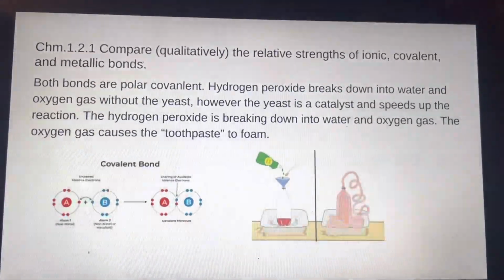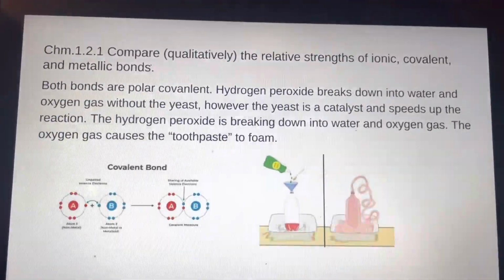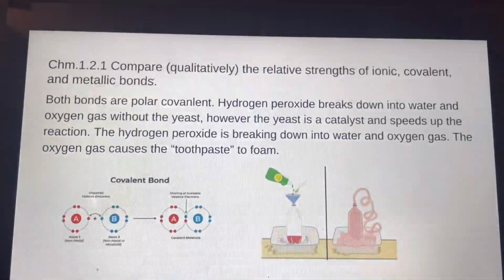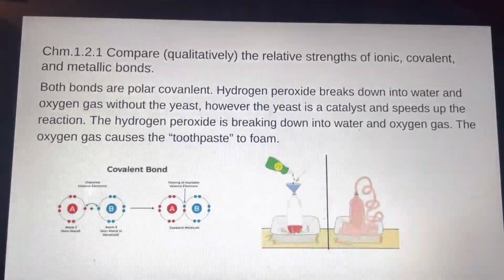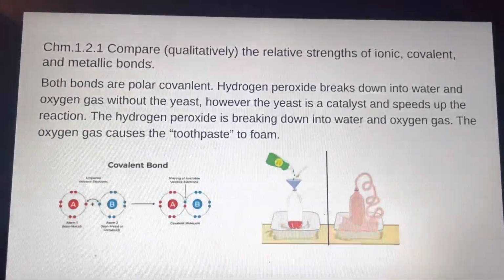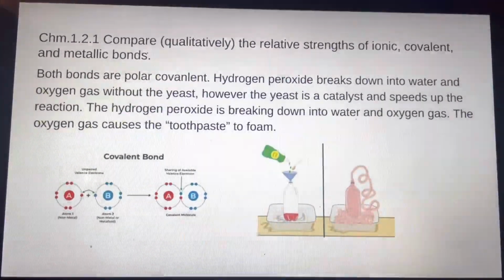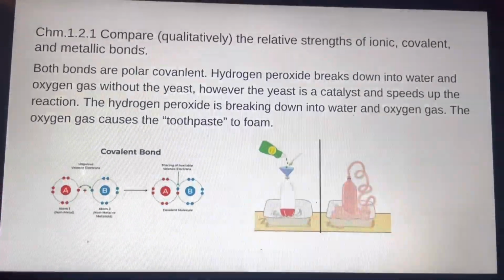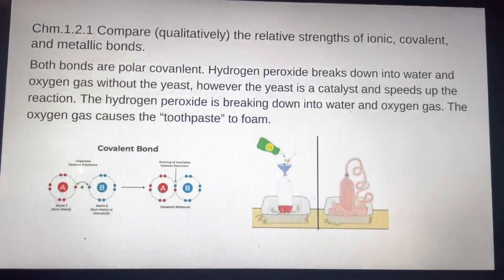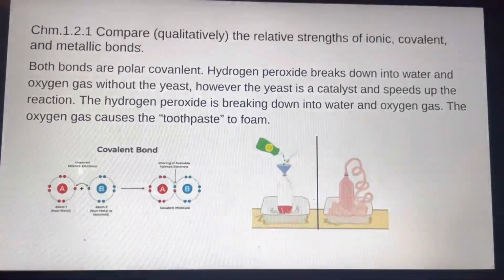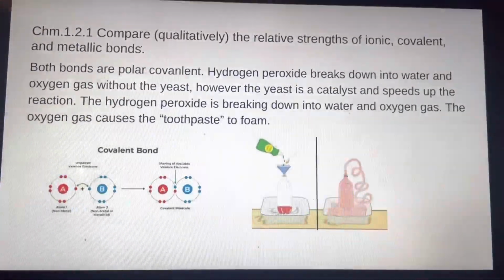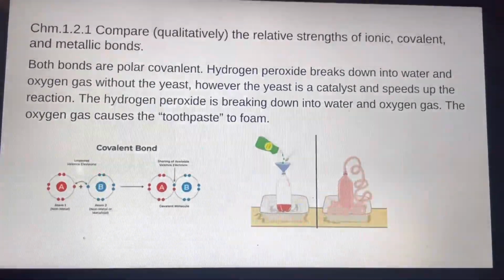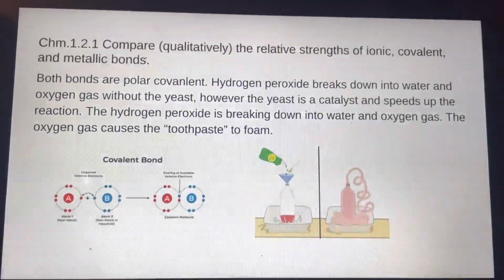And lastly, the last standard, Chem 1.2.1, compare the relative strengths of ionic, covalent, and metallic bonds. In this experiment, both bonds are polar covalent. Hydrogen peroxide breaks down into water and oxygen gas without the yeast. However, the yeast is a catalyst and speeds up the reaction. The hydrogen peroxide is breaking down into water and oxygen gas. The oxygen gas causes the toothpaste to foam.